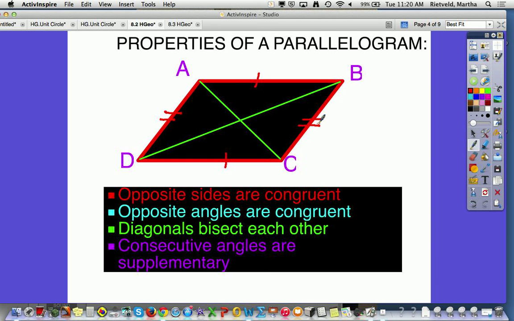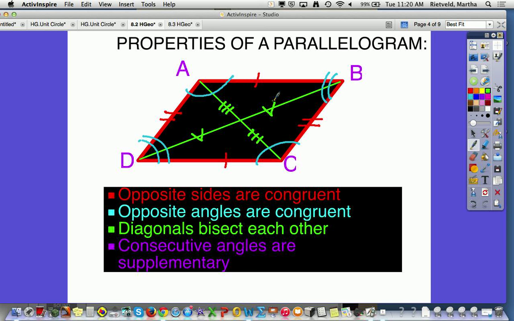The second one says that opposite angles are congruent. So you might see that angle C is congruent to angle A, and angle B is congruent to angle D. The third one says that the diagonals bisect each other. The diagonals are drawn in green. If they were going to show that the diagonals bisected each other, you would see that the parts are marked that are congruent.